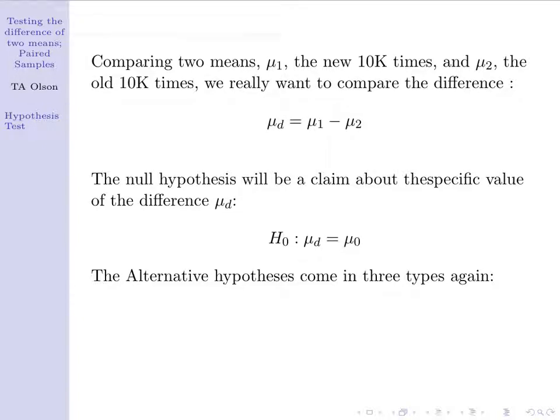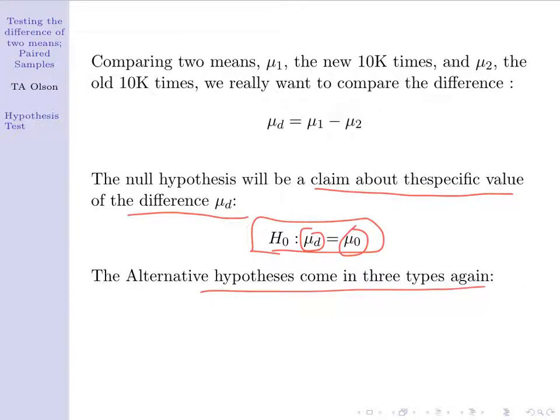Our null hypothesis is going to be some claim about the specific value of this difference. So this is entirely analogous to the first time we saw hypothesis testing. That mu d is going to be some specific value. It's going to be 5 minutes in our case. Our alternative hypotheses, again, come in 3 types.